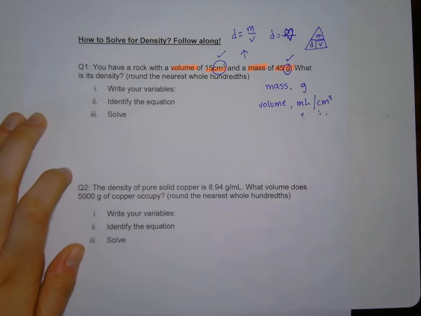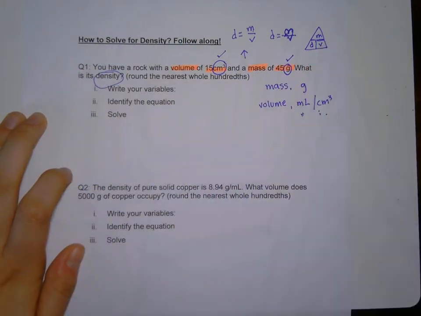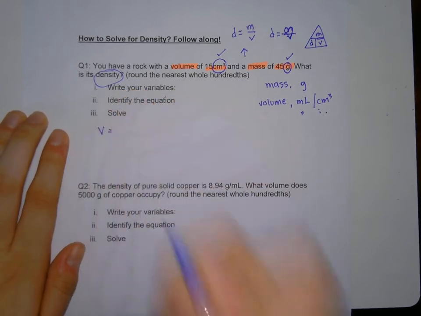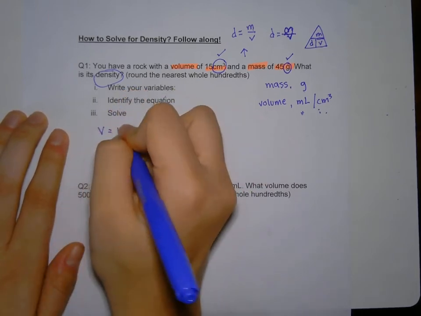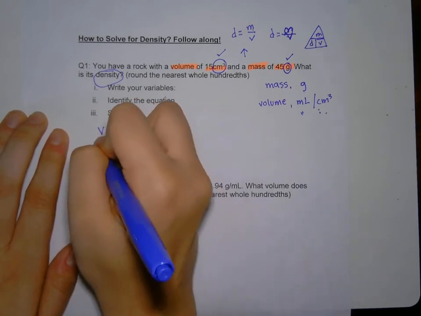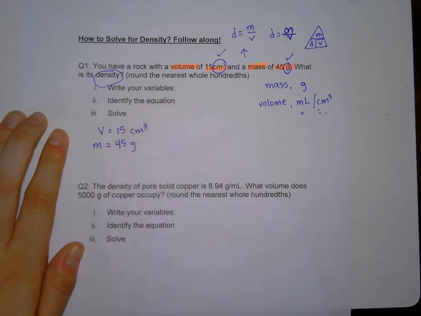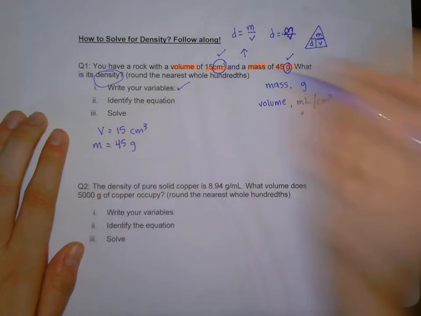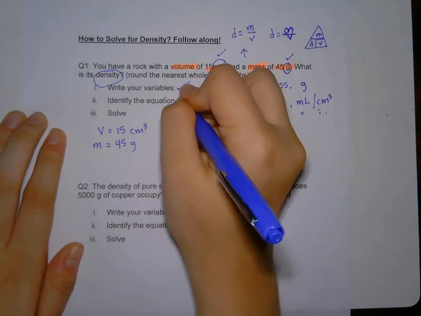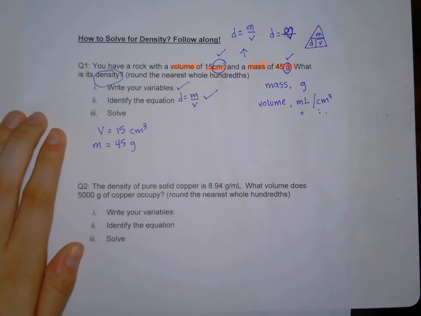Okay. And then it's asking me what is the density. So I'm going to use my density equation. Write your variables. My volume is equal to 15 centimeters cubed. My mass is equal to 45 grams. Those are my two variables. I did that, check. Identify the equation. Well, I wrote it up here, so I'll write it again. Density is equal to mass divided by volume. Check. And now I'm going to solve.